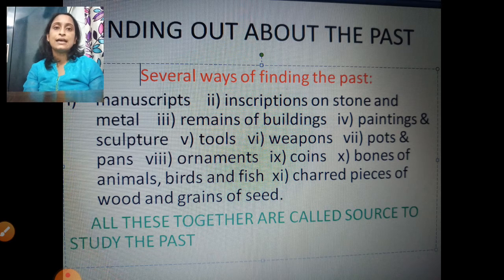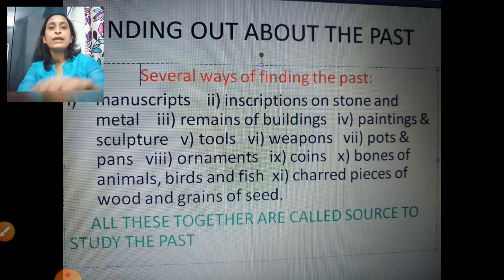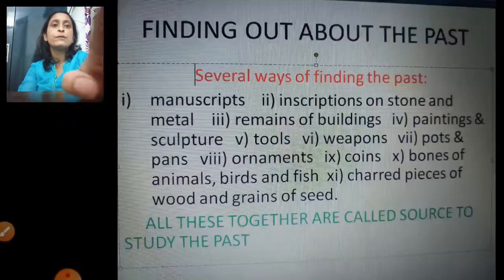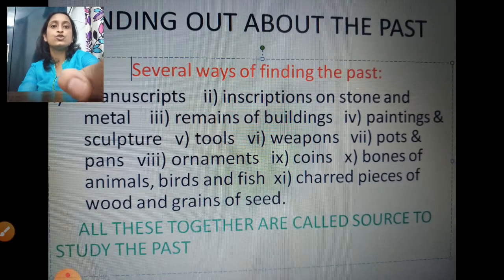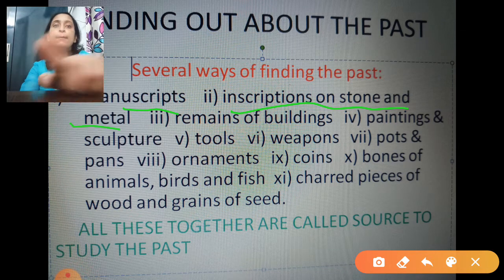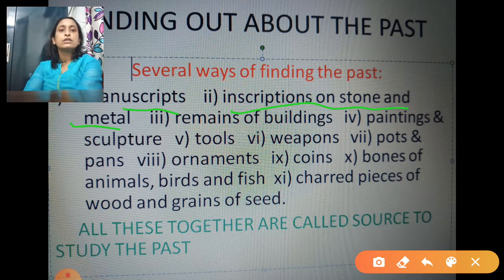All right, in the last class we already discussed two ways of knowing the past. I hope you all remember what they are. One is manuscript, and the other is inscription, which was done on stone and metal. So what are manuscripts? I think by now you already know these are books written by hand on very soft surfaces. What are these surfaces? Either palm leaves or the bark of the birch tree.